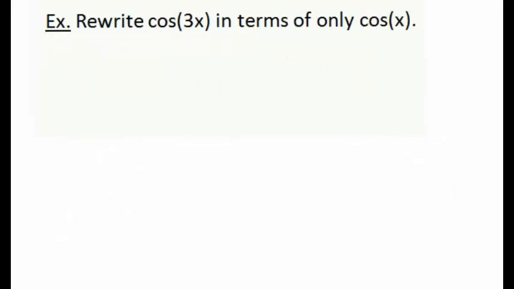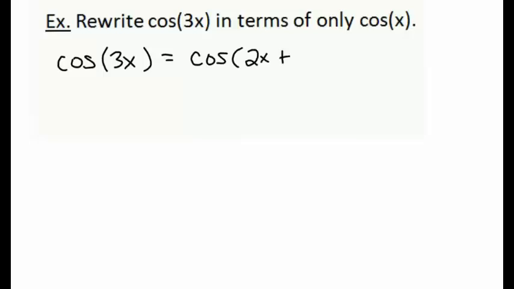In this last example, we're going to take cosine of 3x and try to rewrite it in terms of only cosine of x. So in this case, we have a triple angle. And what we can do in these cases is break this down into the cosine of 2x plus a third x, like this. And then we can apply the addition formula, where one of our terms is 2x and the other one is x.